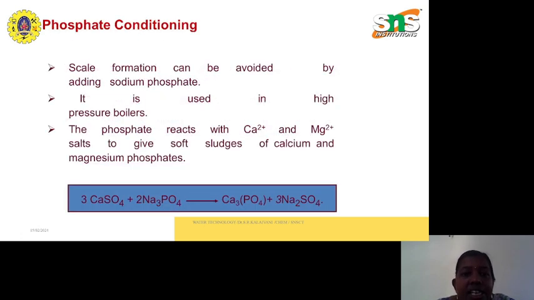In this conditioning, 3 different types of the phosphates are used. One is trisodium phosphate, another one is disodium hydrogen phosphate, last one is sodium dihydrogen phosphate.